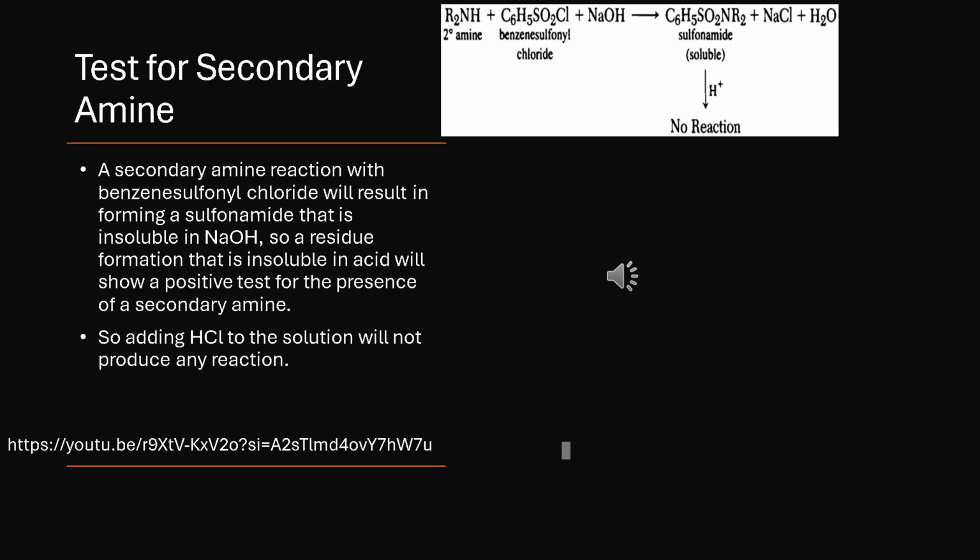So if our unknown is a secondary amine, it will react with benzene sulfonyl chloride to form an insoluble sulfonamide. It will not dissolve in NaOH. So we will see a residue at the bottom of the test tube. And if we treat this residue with HCl, nothing will happen. No reaction will occur. So this is a positive Hinsberg's test for a secondary amine.